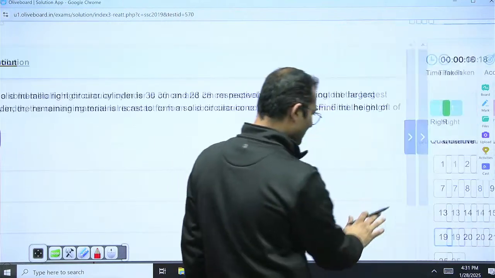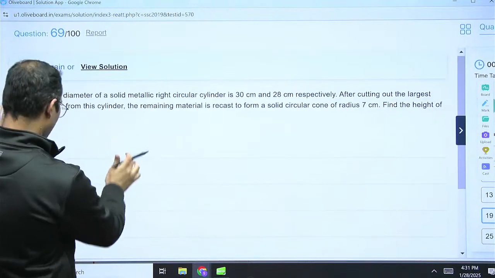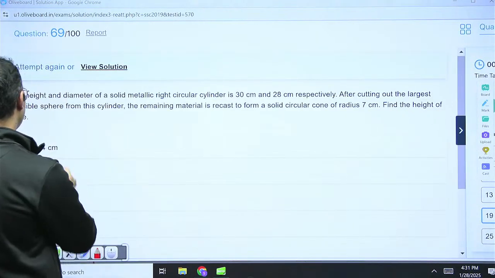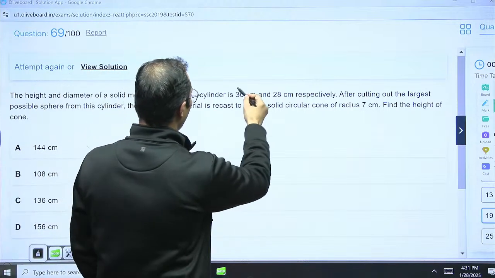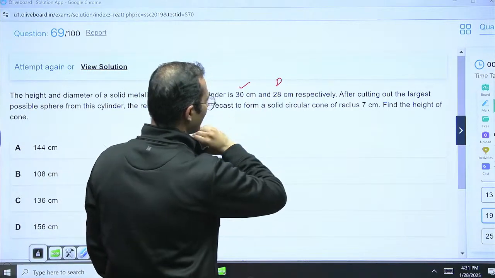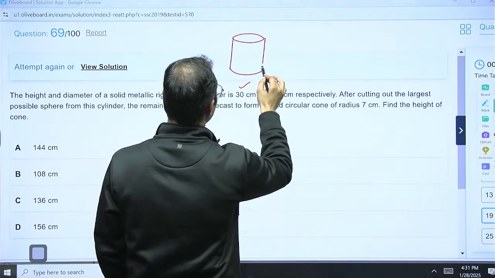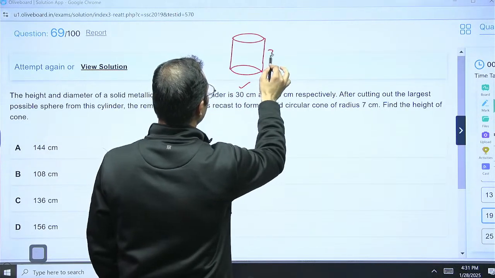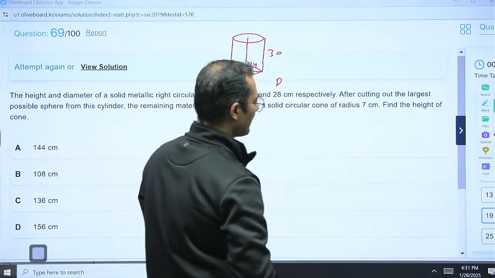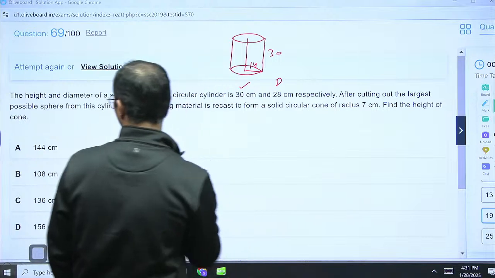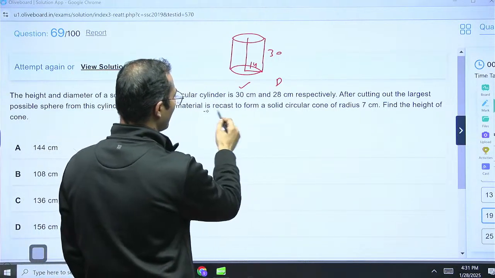So let's move to the next question. Question number 19. The question is saying: the height and diameter of a solid metallic right circular cylinder, height is 30 and this is the diameter. The cylinder is a figure like this. So its radius is 14.